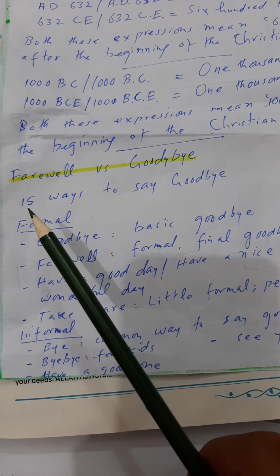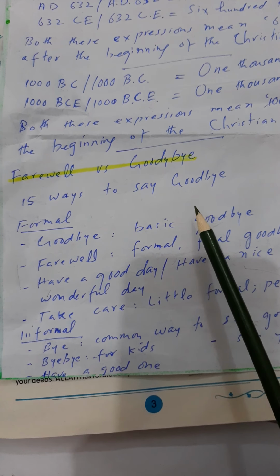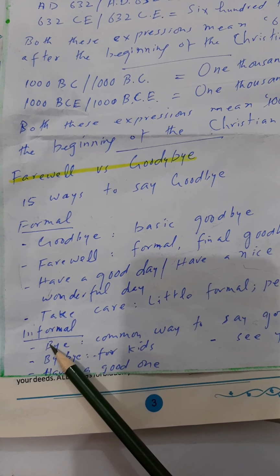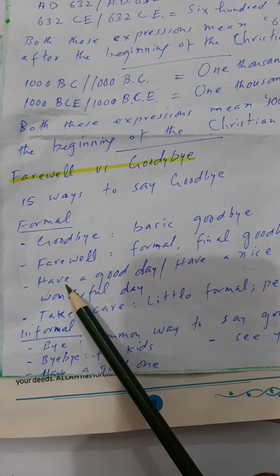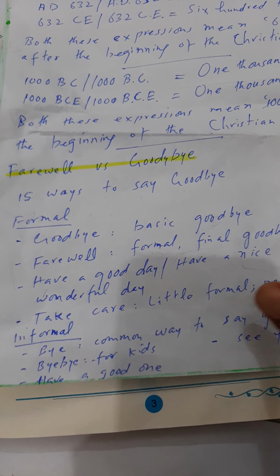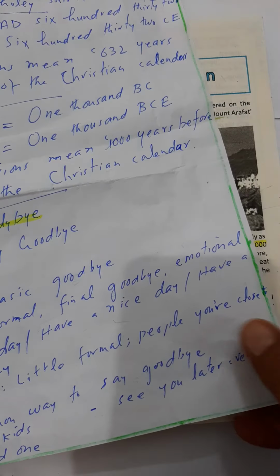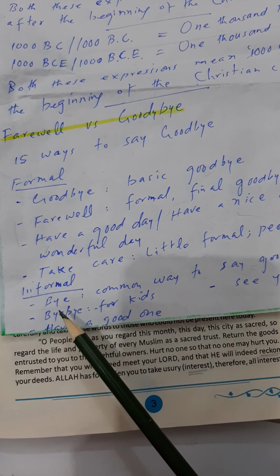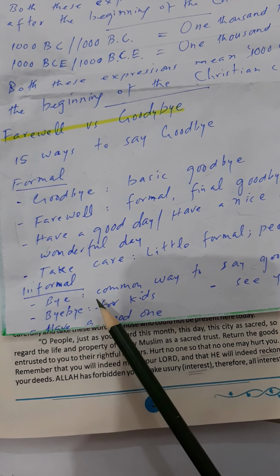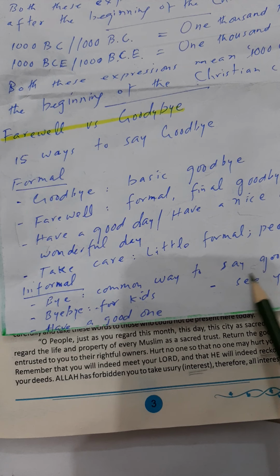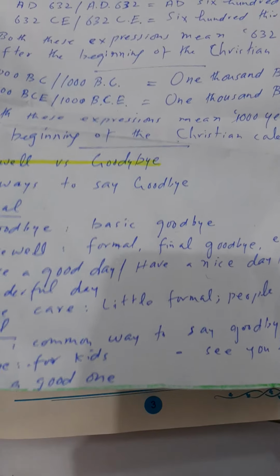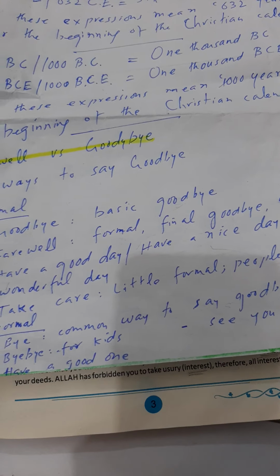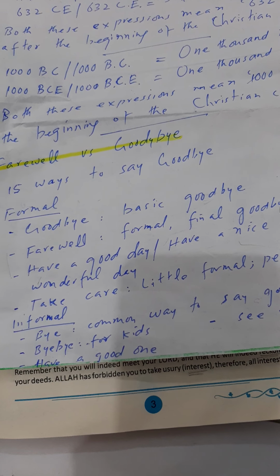There are about 15 ways to say goodbye. Some are formal expressions, some are informal expressions. For example, have a good day, have a nice day, have a wonderful day. Informal: bye, a common way to say goodbye. Bye bye, when we address kids. Have a good one.